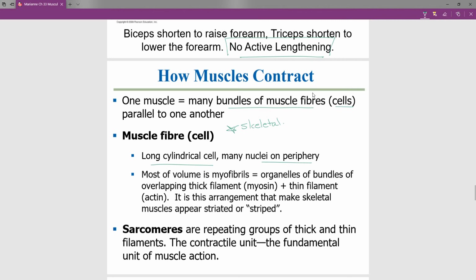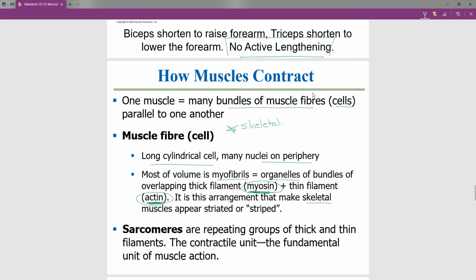Most of the volume is myofibrils, which are organelles of bundles of overlapping filaments. And so you can have the thick filament, myosin, and the thin filament, actin. It's the arrangement of these little filaments, these contractile proteins, as they're sometimes called, that makes skeletal muscle look striated or striped. And so even though you have no striations in your smooth muscle, it's still the actions of this actin and myosin that cause the contraction of muscle.